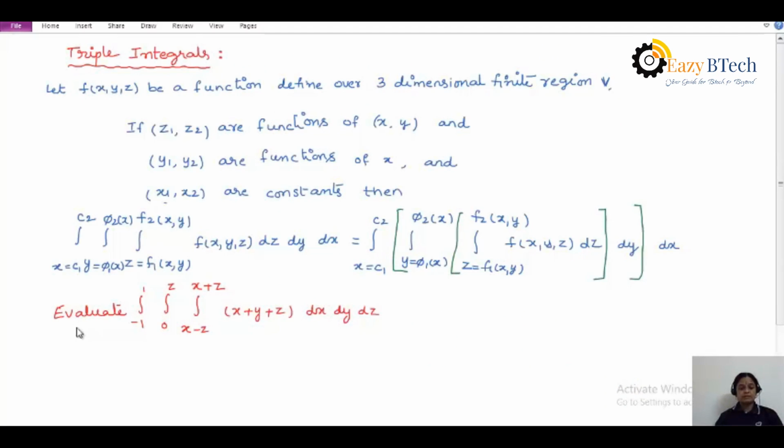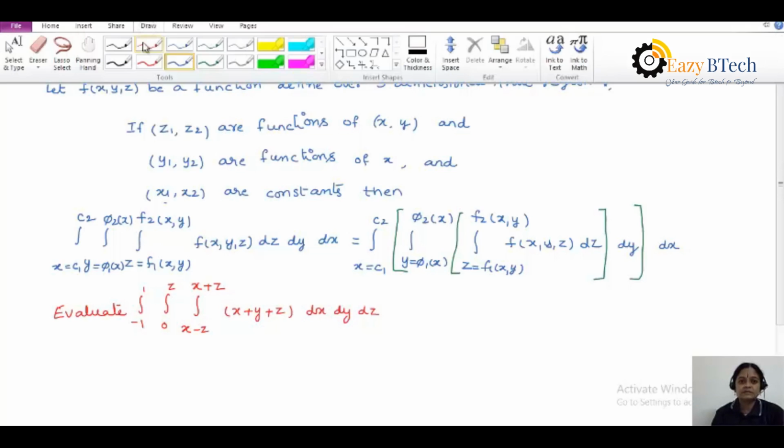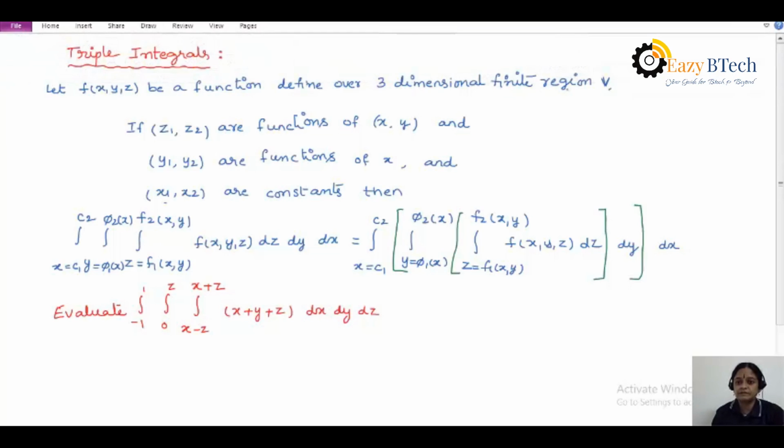Now I am going to explain triple integrals. Suppose f of x, y, z is a function defined over a three-dimensional finite region V. So there are three variables here: x, y, z. If z1, z2 are functions of x and y, and y1, y2 are functions of x, and x1, x2 are constants, then the triple integration is as follows.